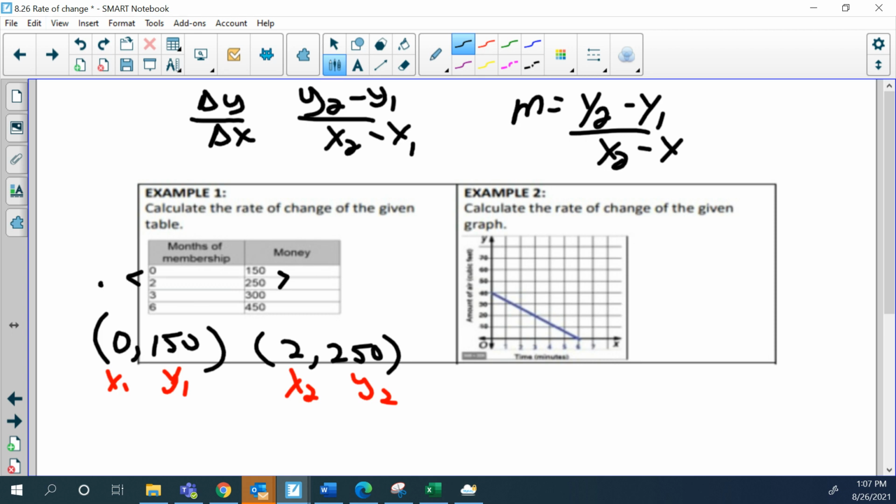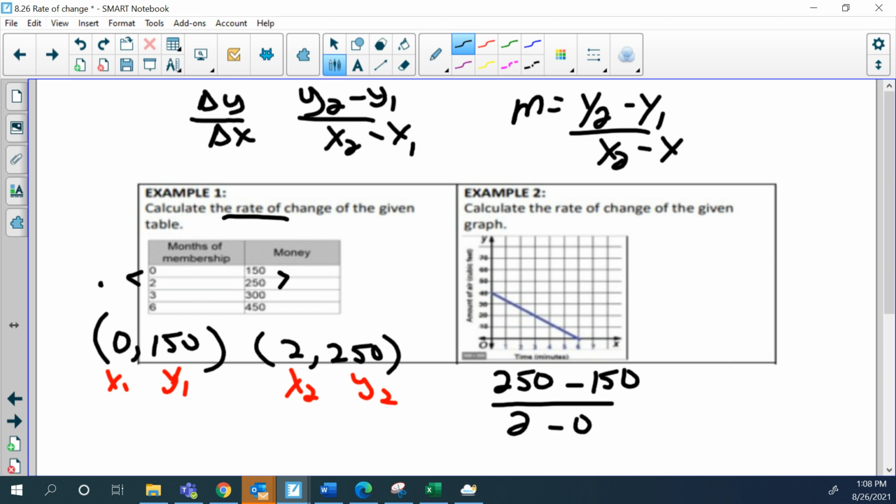I'm just going to plug in the values. So my y2 is going to be 250 minus my y1, which is 150, over my x2, which is 2, and my x1 is 0. See, it's the same process as finding the slope. Here we're finding the rate of change, but as you can see, the steps are very similar to finding the slope. The only difference now is that we're going to add the units.